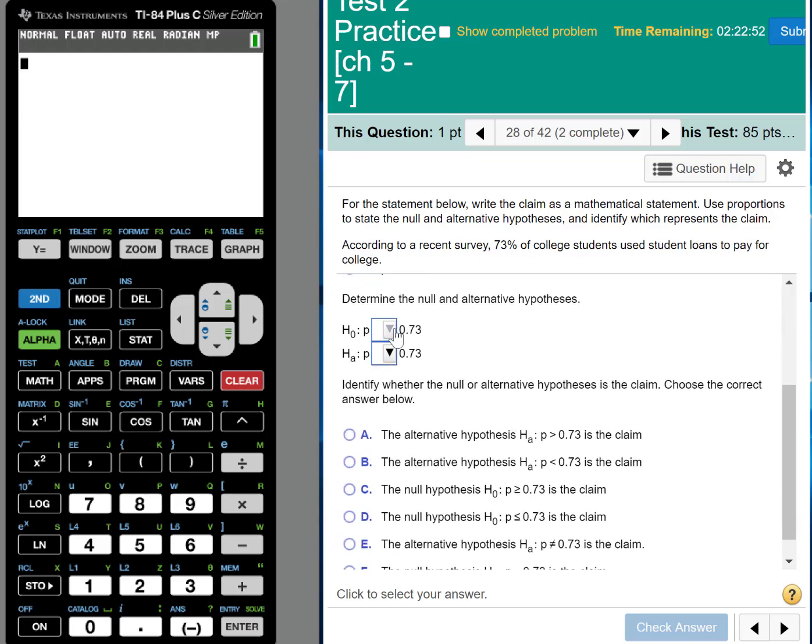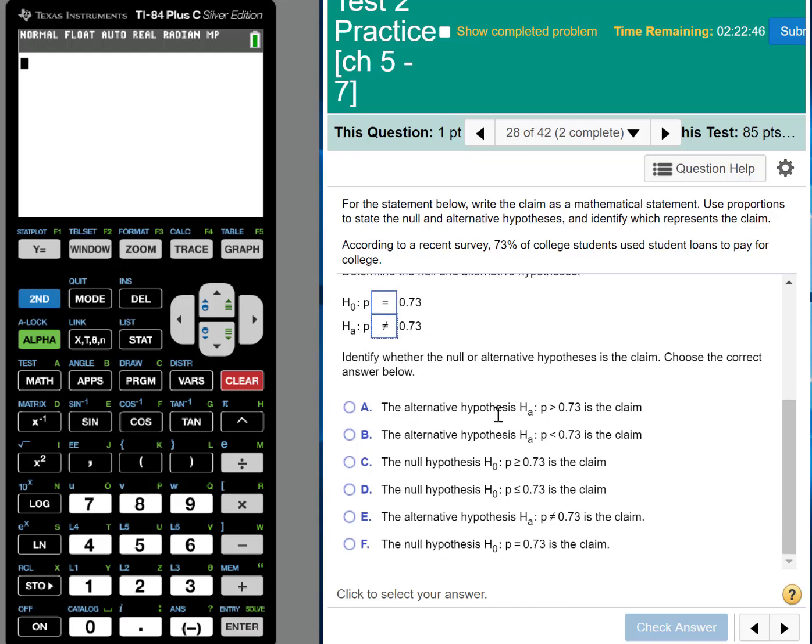How do you state the null and the alternative? Then equal and not equal. And where is the claim? The claim happened to be in the null hypothesis this time.